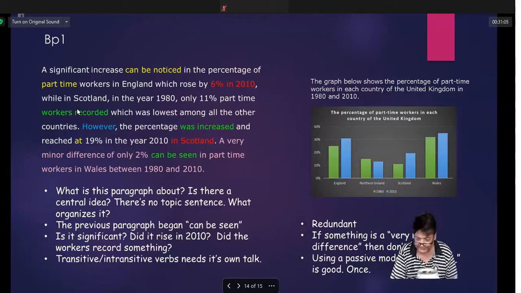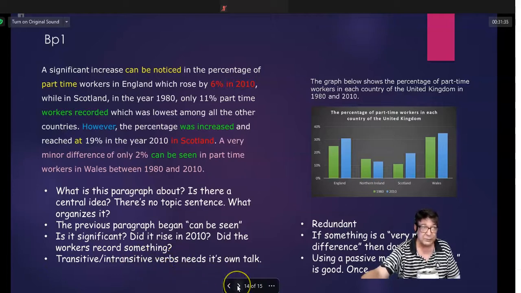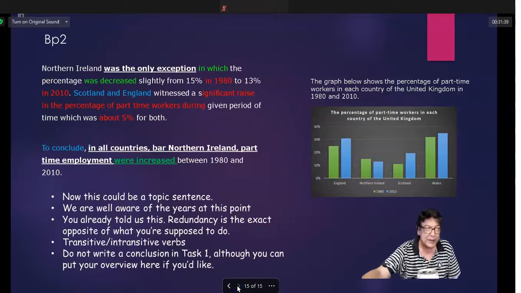And then the next bit. We are supposed to talk about the most important information. The most important information, by definition, does not include ideas like "a minor difference of only 2% can be seen." And once again, "can be seen." That's what can be noticed. Can be seen, can be noticed. You've done it once. Okay? Using a passive modal, like "can" and "be," is good one time. You do it more than once, you're relying on it. Okay, last slide. Next 2 paragraphs.